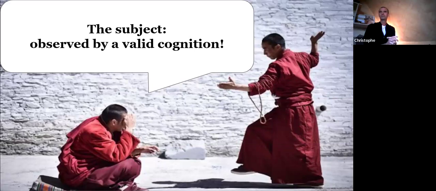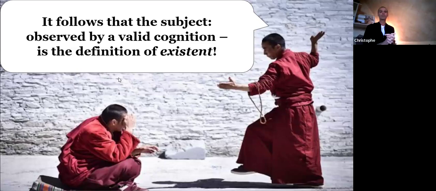Cognizer is just a way to be phrased by many top scholars in America who are very good translators. So they use cognizer. But we noticed at Nalanda that some people could think that we speak about a person. But it's a mental event. So that's why some teachers like Genlosel would say cognition, it's just a detail. So observed by valid cognition. It follows that the subject observed by valid cognition is the definition of existent.